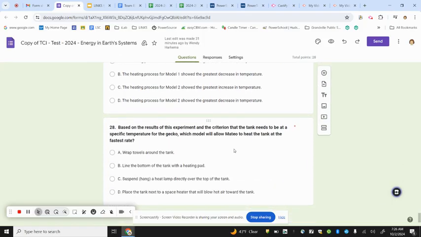Number 28, based on the results of this experiment and the criterion that the tank needs to be at a specific temperature for the gecko, which model will allow Mateo to heat the tank at the fastest rate? A, wrap towels around the tank. B, line the bottom of the tank with a heating pad. C, suspend or hang a heat lamp directly over the top of the tank. D, place the tank next to a space heater that will blow hot air toward the tank.